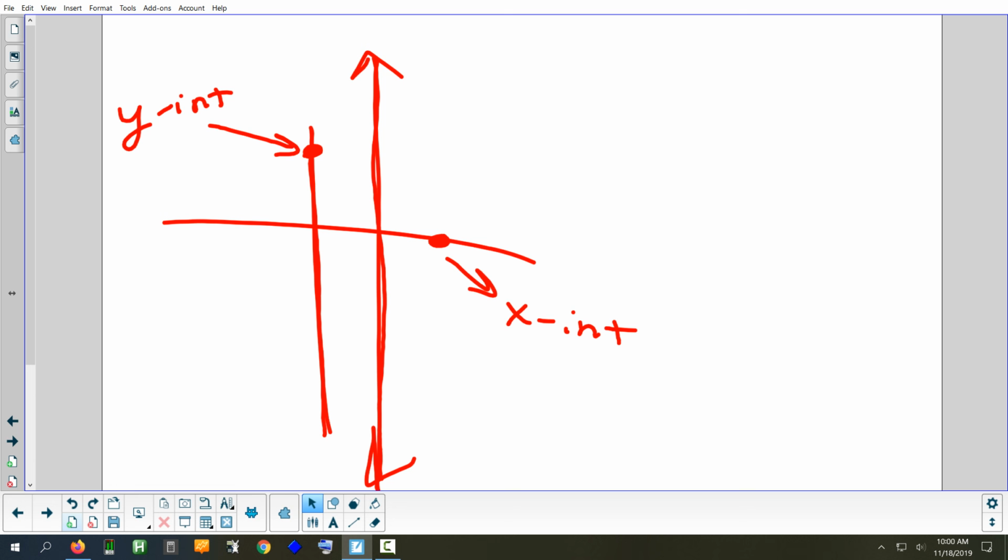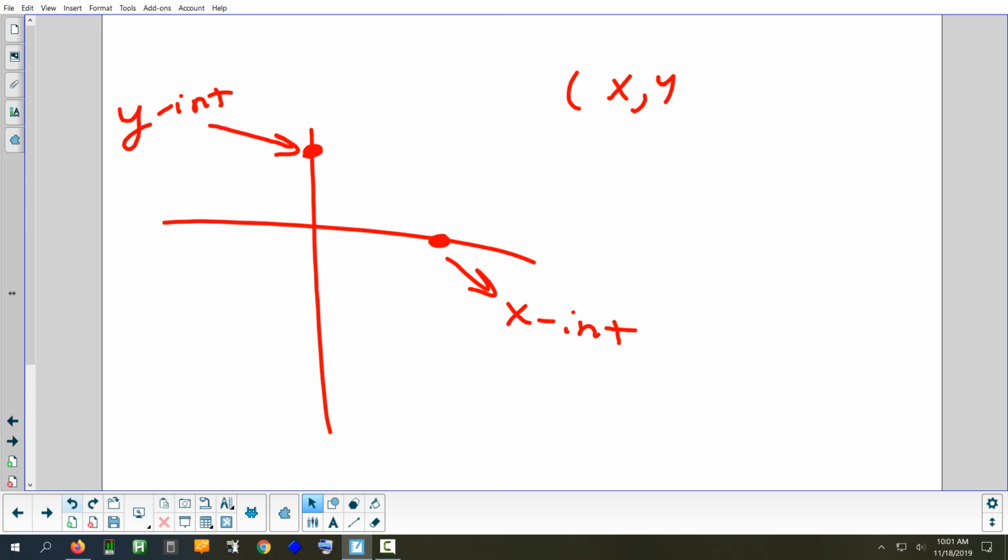That's why we did it separate. You can't use what I'm about to show you if your line was vertical. You do it the way we did before. Same thing with horizontal. Now, let's look at the x-intercept. How do we write a coordinate? Which letter comes first? X. And then the second letter? Y.